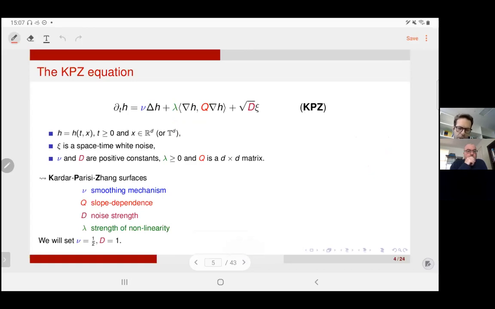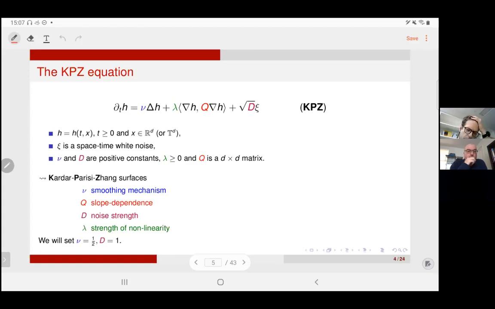The parameters nu and d will be fixed to some values once and for all. So nu will always be 1/2, d to 1. So these parameters won't appear anymore. Only the lambda appears, and this matrix Q, which will play an important role.